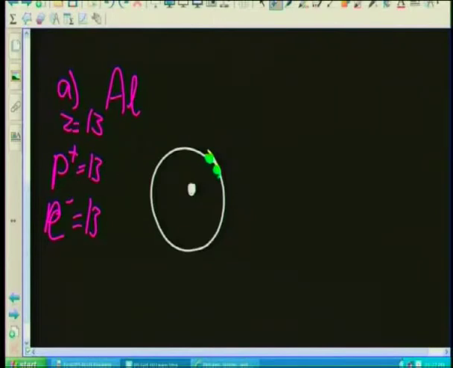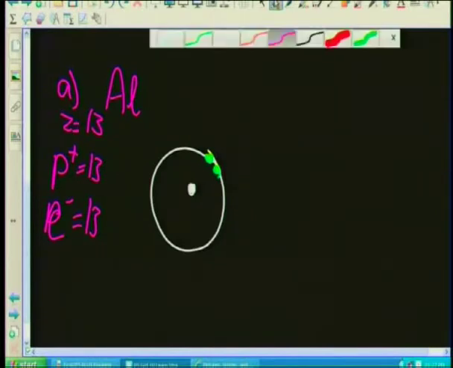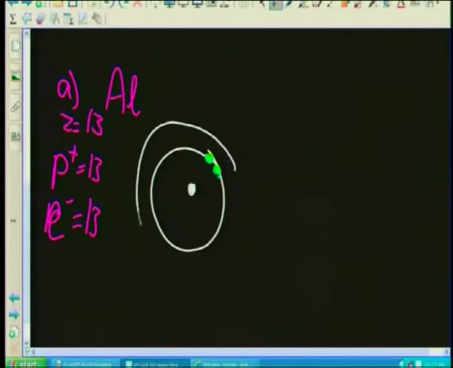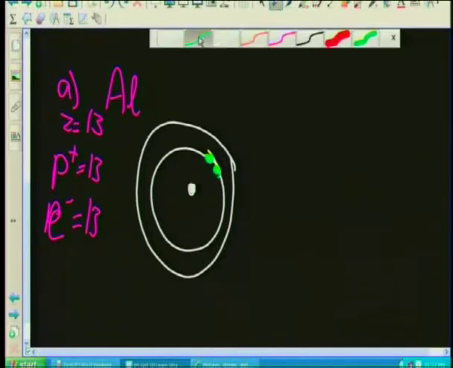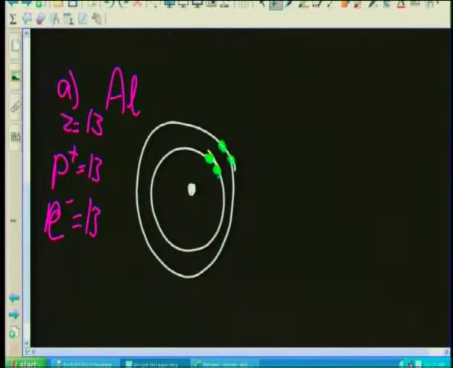How are we going to do it? Let's add a second energy level. Now, how many can the second energy level take? Well, it can take 8. Remember, 2, 8, 8. So let's put the next ones in. Put them in pairs. That's 2, 4, 6, and 8.